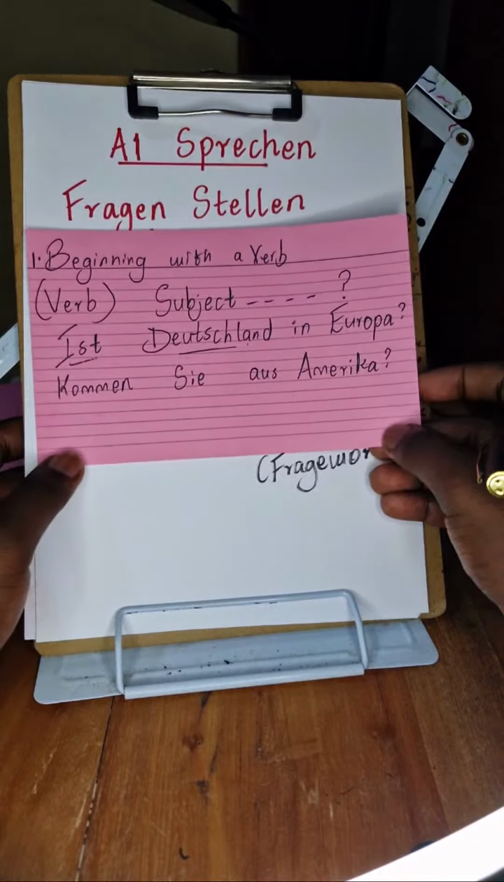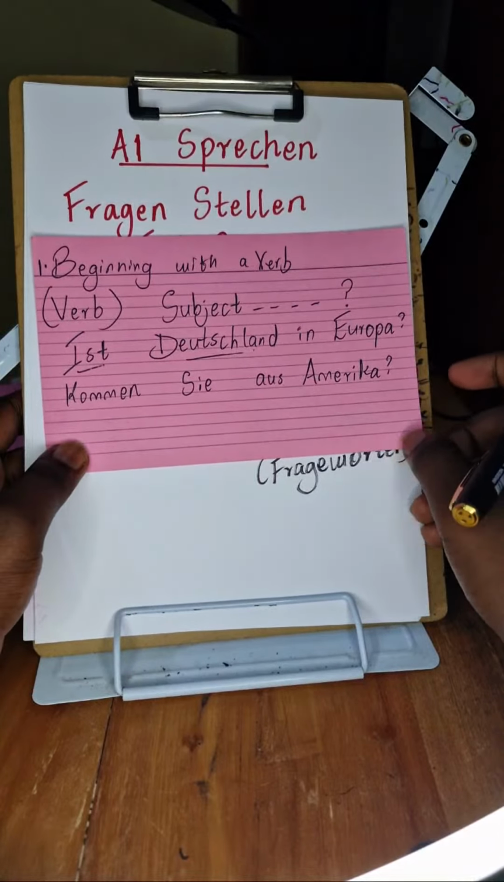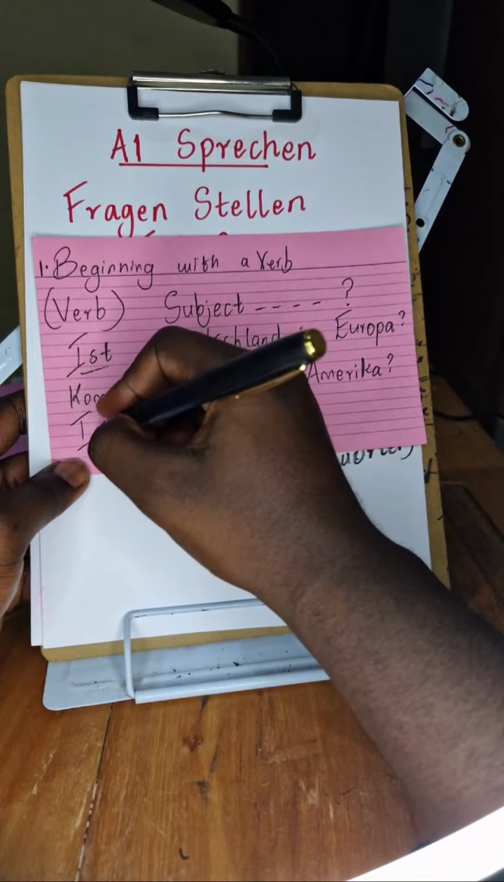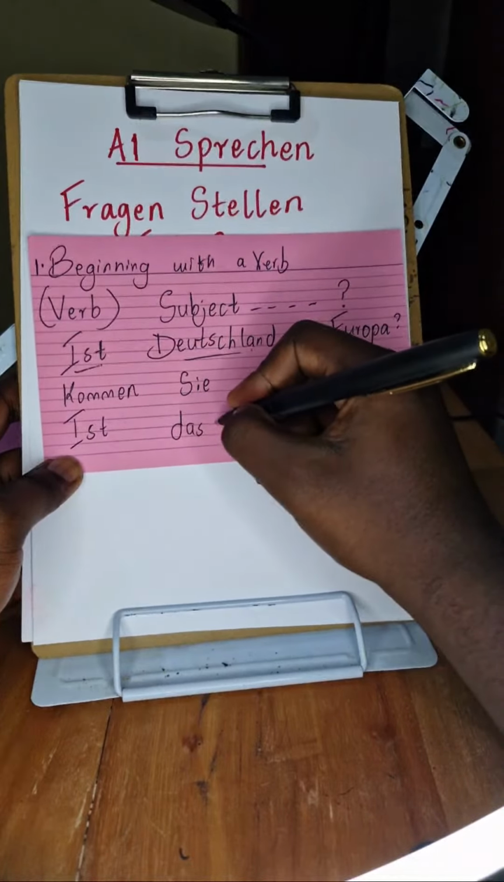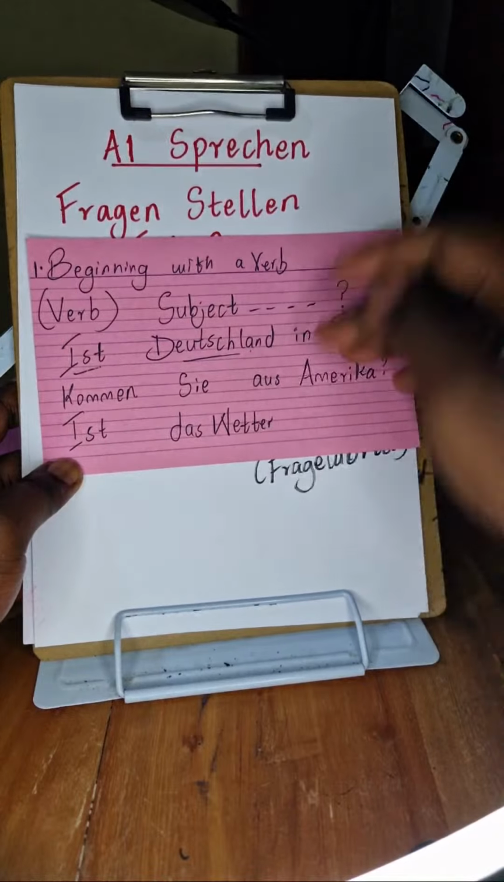Okay. Last example. Is the weather good today? How would you say that? Now you say, ist das Wetter gut?